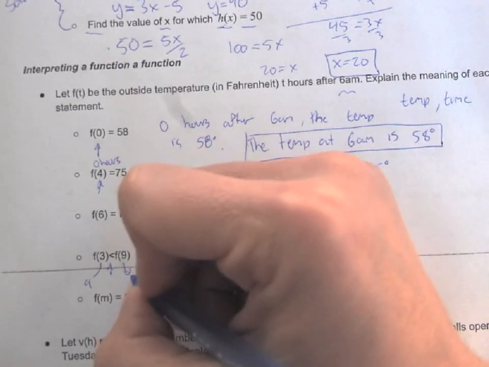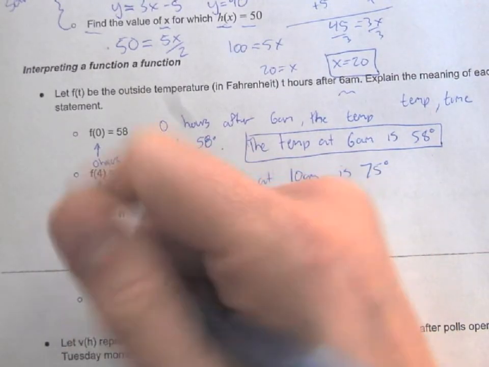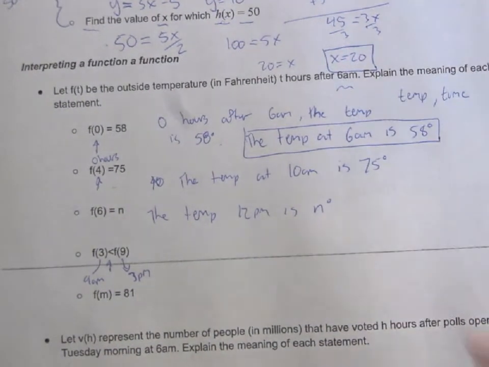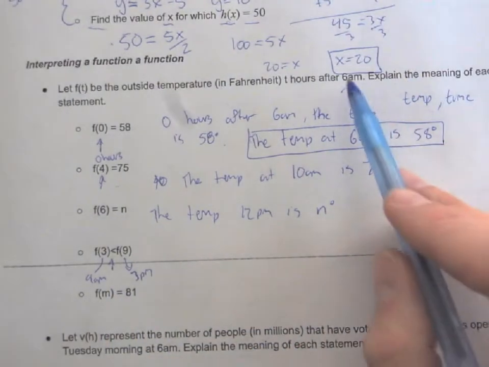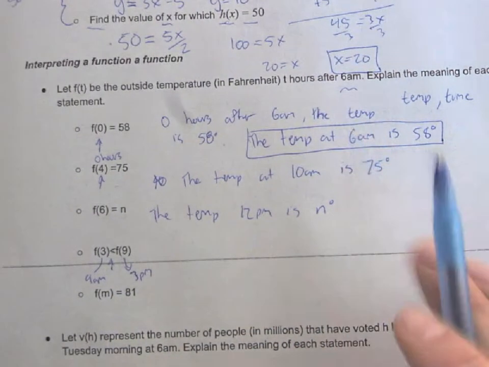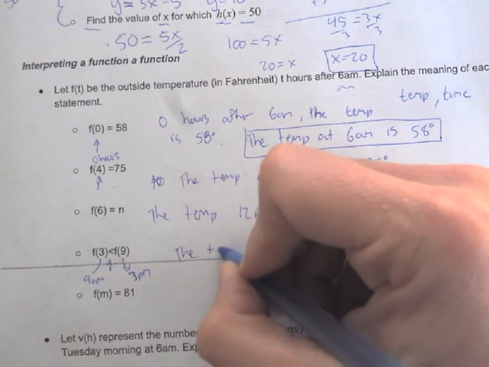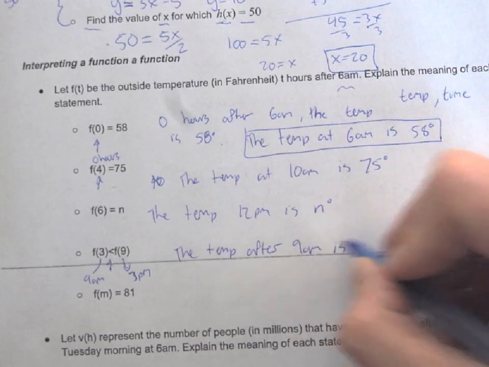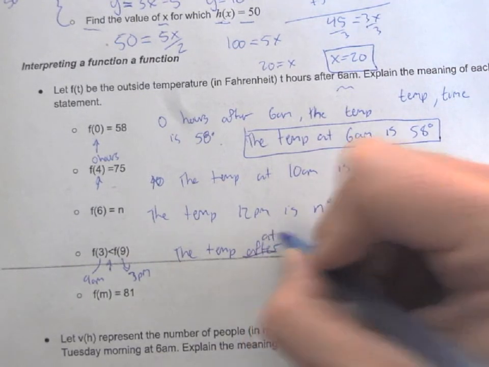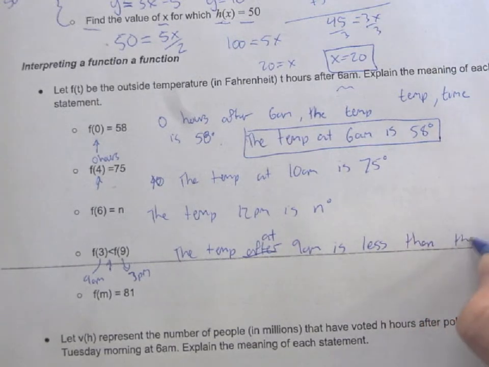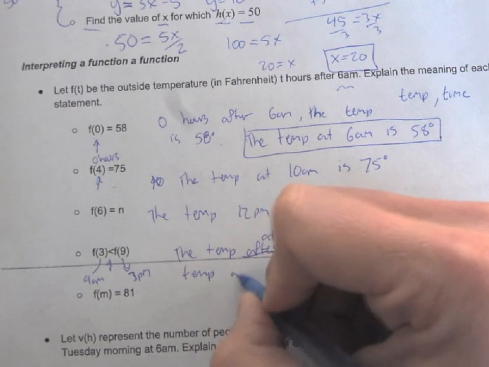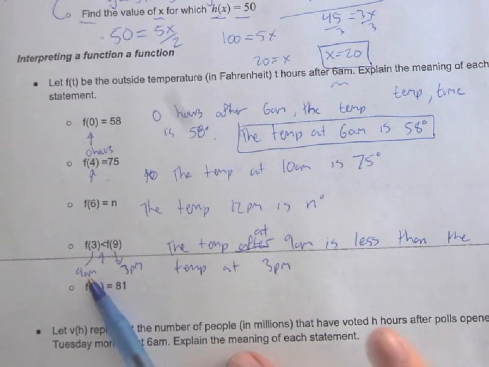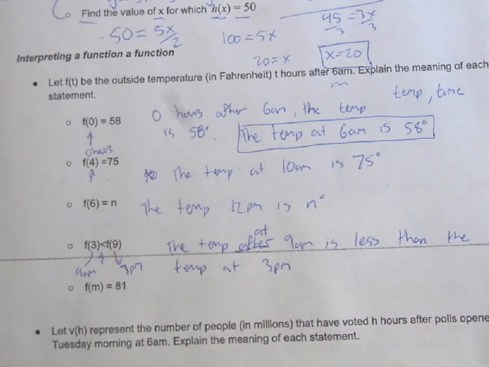So 9 hours later, you're going to be at 3 p.m. It's kind of weird in this case that the 3 turns into 9 a.m. and the 9 turns into 3 p.m. That's just a coincidence in this case. These don't normally switch. We're just talking about an amount of hours after this time. So this would be the temp at 9 a.m. is less than the temp at 3 p.m. We're just translating 3 hours later, 9 hours later to actual times.